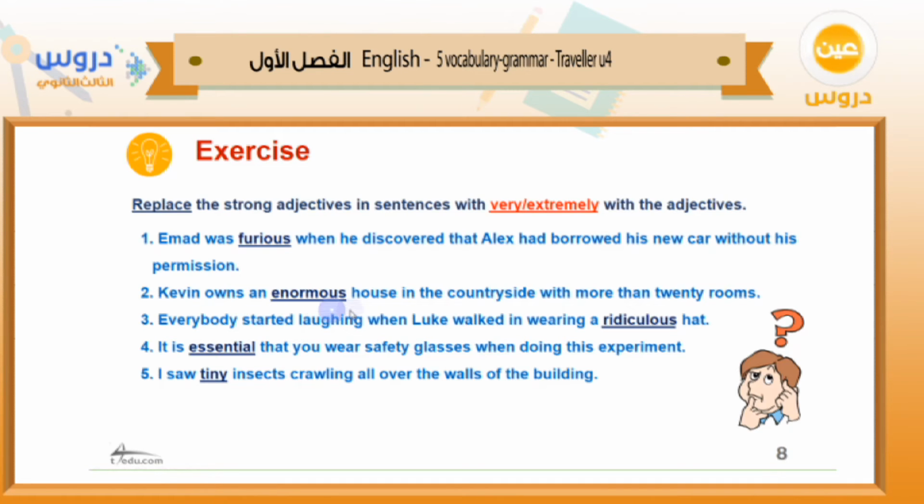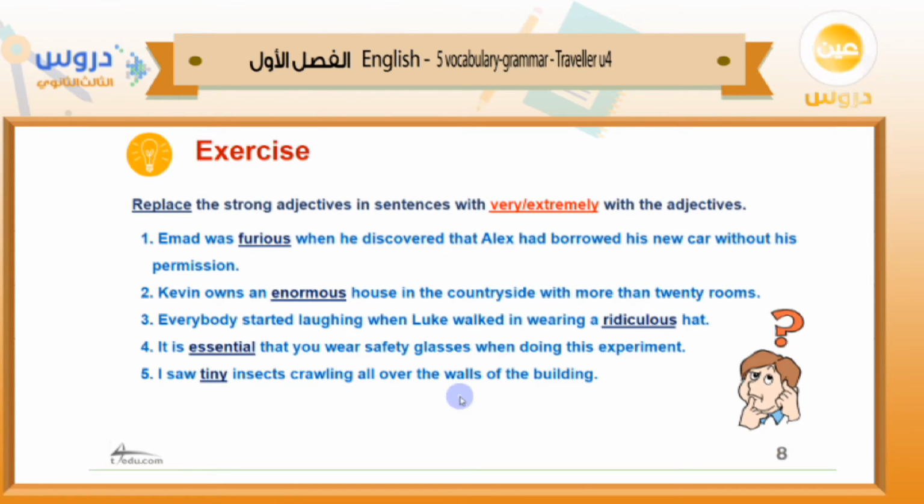Number 2: Kevin owns an enormous house in the countryside with more than 20 rooms. Number 3: everybody started laughing when Luke walked in wearing a ridiculous hat. Number 4: it is essential that you wear safety glasses when doing this experiment. And the last sentence: I saw tiny ants crawling all over the walls of the building.